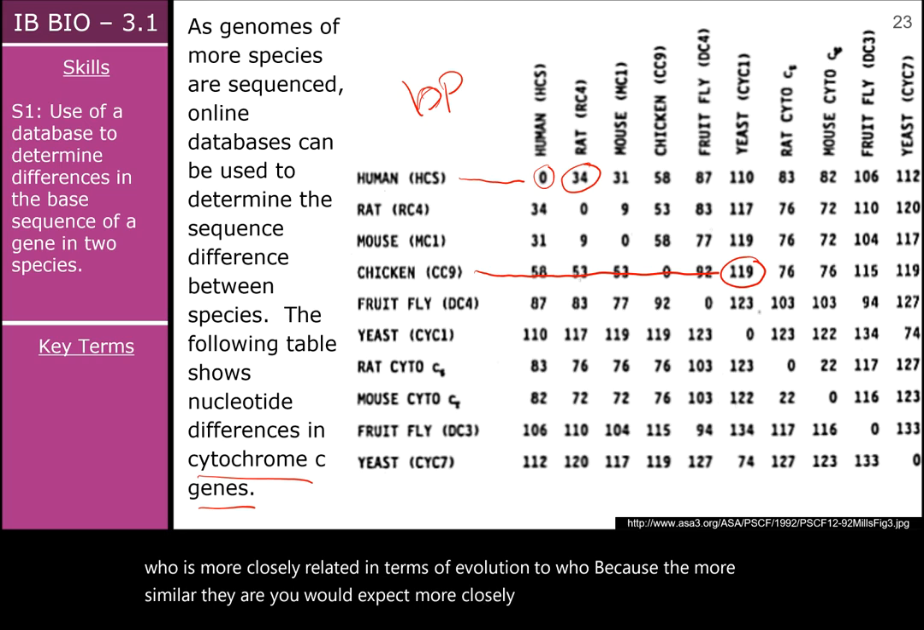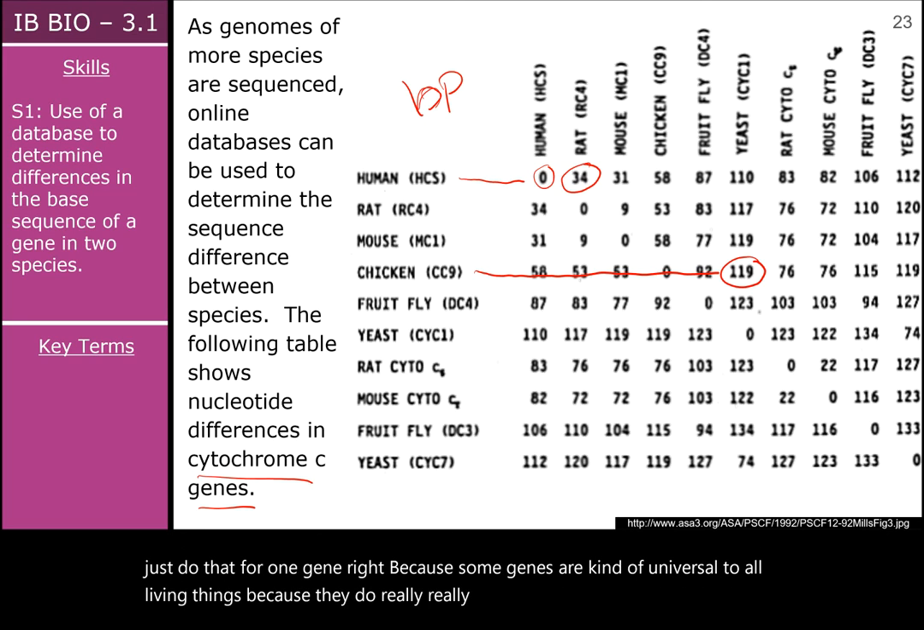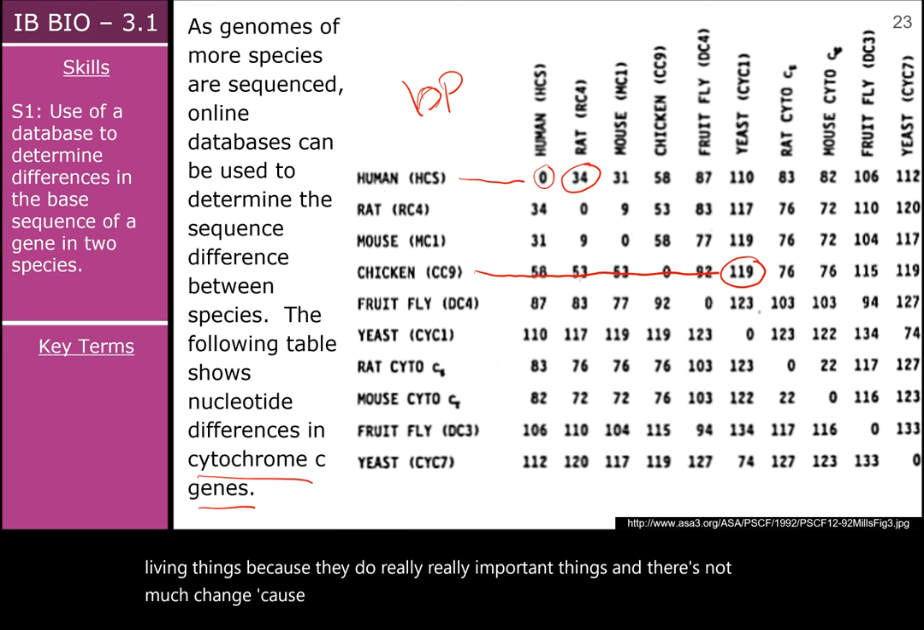Now, you can't just do that for one gene, right? Because some genes are kind of universal to all living things because they do really, really important things. And there's not much change because they're good at what they do. So you can't just do it with one gene. You have to do it with a whole bunch of genes.